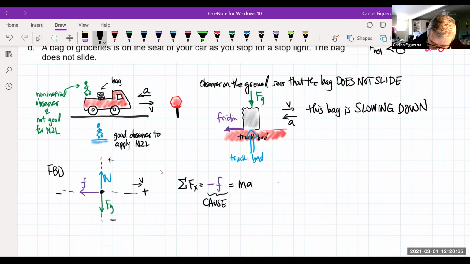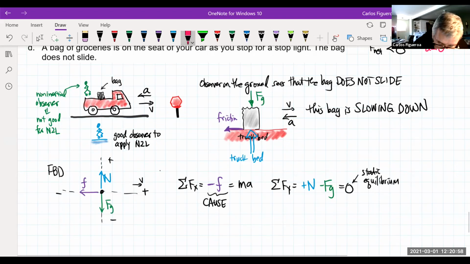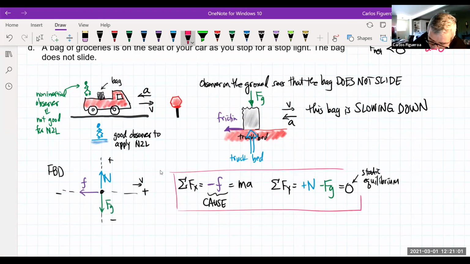Then I apply my forces in the vertical direction: the normal is pointing up, the force of gravity is pointing down, and the fact that this thing is in equilibrium tells us that it's in static equilibrium because it's not moving. So Newton's second law tells us that's what we have right here. That's our picture. It would be static friction because it's not moving. If it was sliding, then we would have kinetic friction.